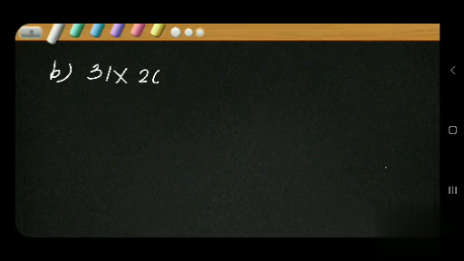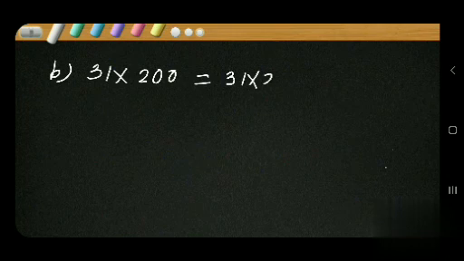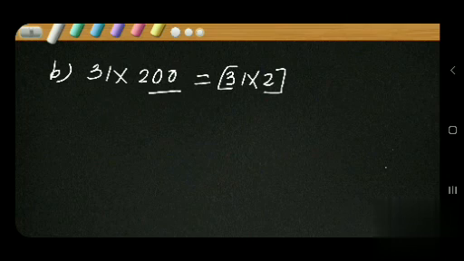Now let's discuss example B: 31 into 200. Can you say how to find this? For this, first we have to multiply 31 into 2. And with this answer, how many zeros? Yes, 2 zeros. Why? In 200 there are 2 zeros.